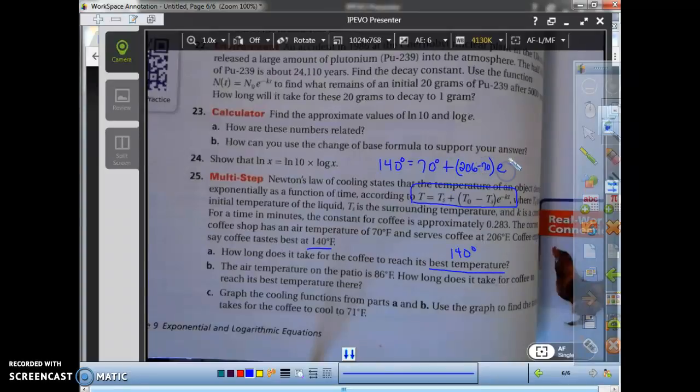And then I have e to the negative kt. Do I have either of these k or t values? Yes. I have what? Okay. I have k is 0.283, and then I'm going to actually be solving for t.